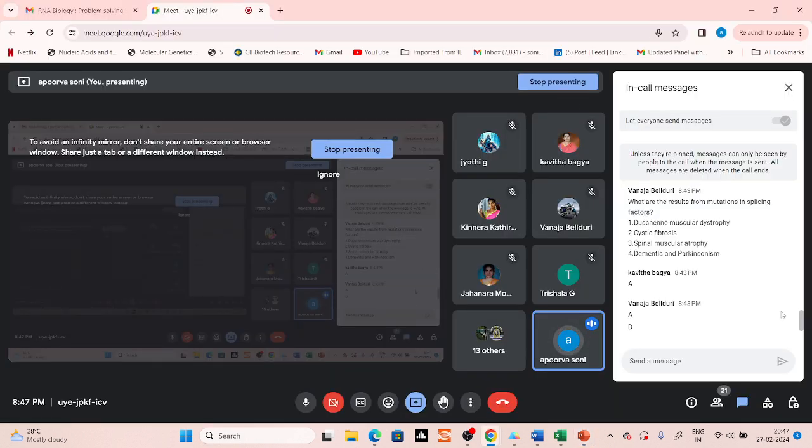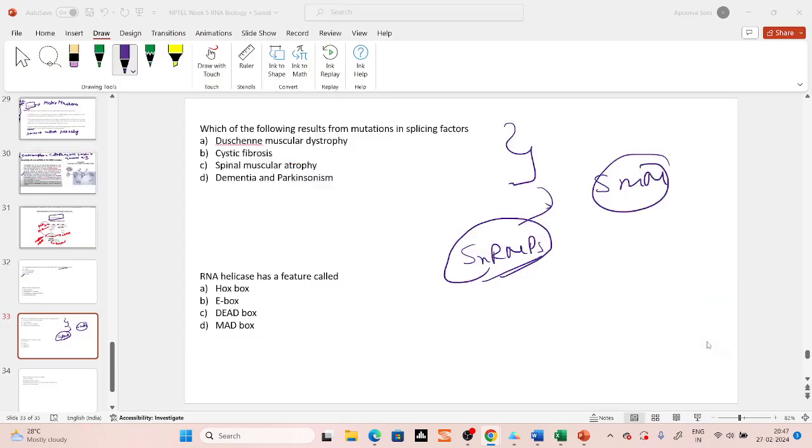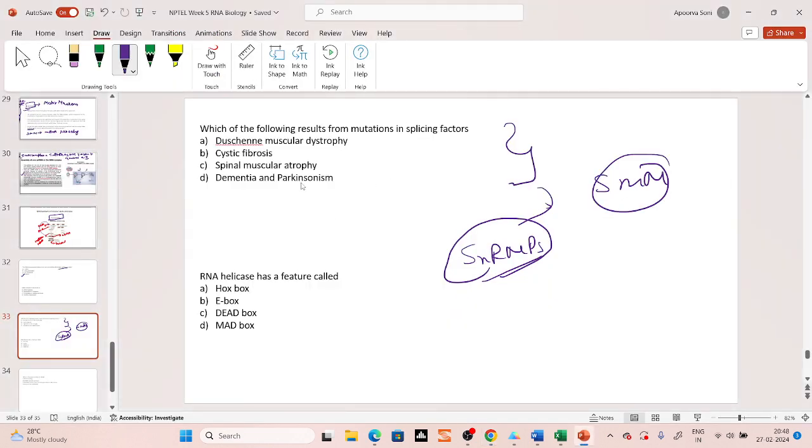Nobody is attempting. Try to attempt something. Okay, some students have attempted. I'm sorry, my bad. Renuka has said C, Kavita has said C, Kanchana has said C, Vanjana C. Okay, fine. So, yes, the correct answer is spinal muscular atrophy.